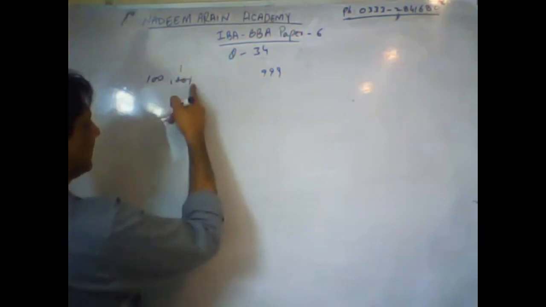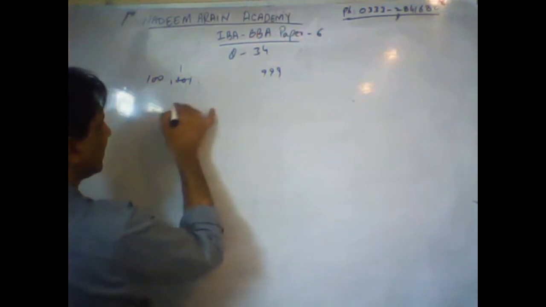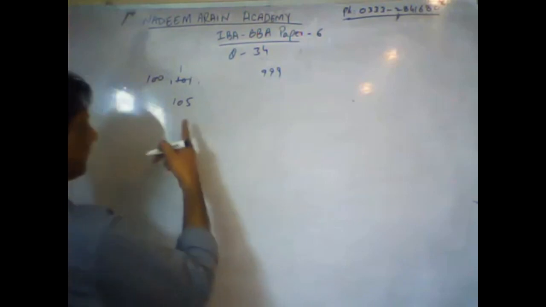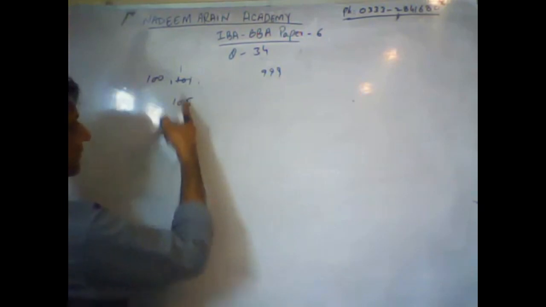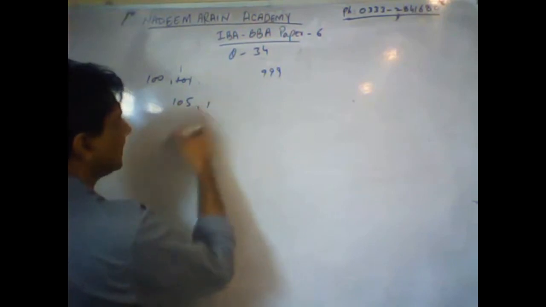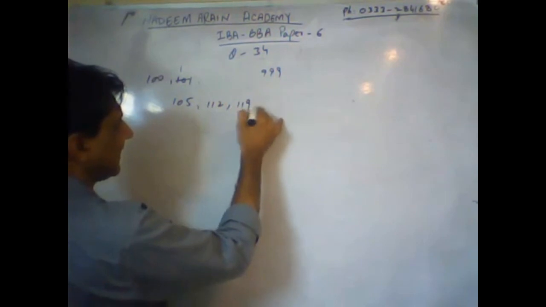7 ones are 7, 31, that is also not divisible. It should be 105, of course. Okay, so the first number that is divisible by 7 is 105. 7 ones are 7, 3, 7 fives are 35. Okay, so 105, then 100 plus 7, 112, plus 7, 119, and so on.